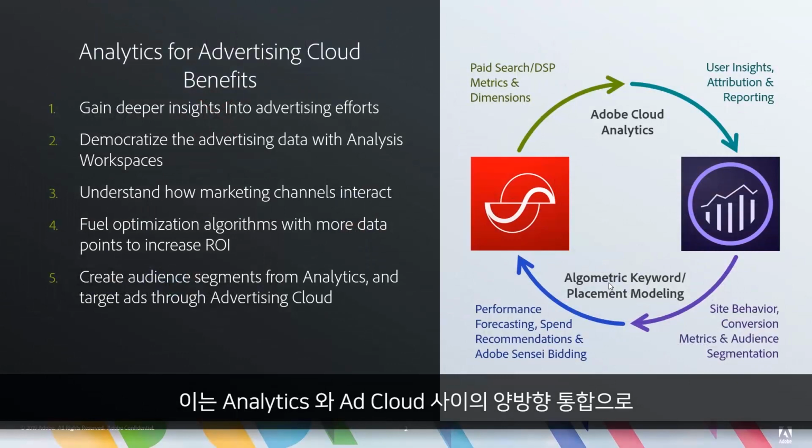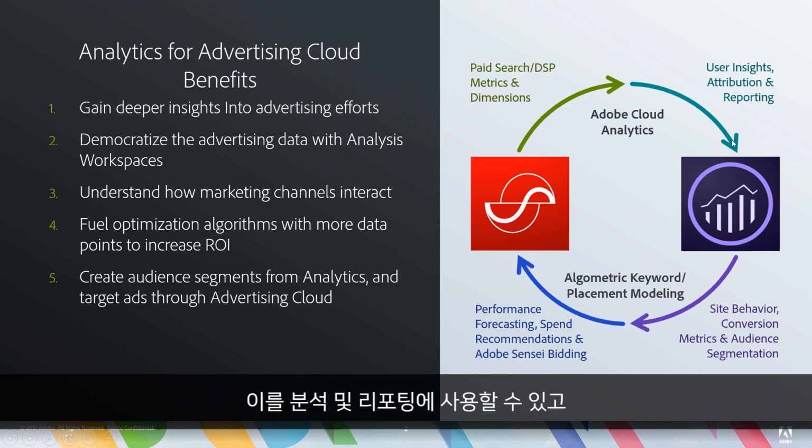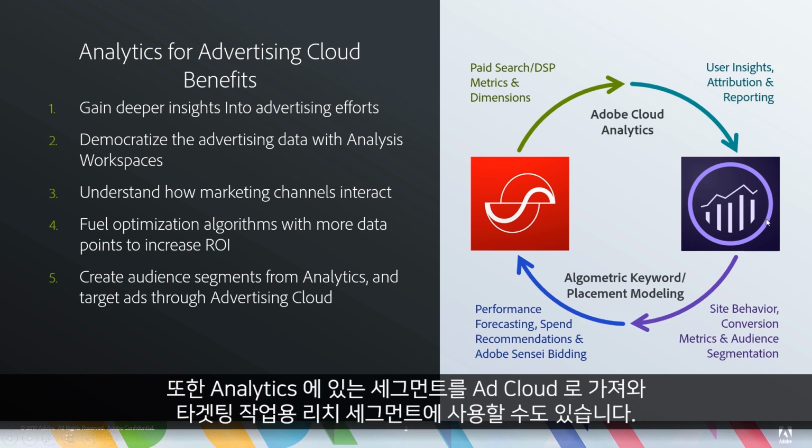So this is a native bidirectional integration between Analytics and Advertising Cloud. It starts with dimensions and metrics coming out of Advertising Cloud over to Analytics that we can use in analysis and reporting. And then Analytics also pushes metrics back over to AdCloud that can be used for our algorithms as we do automated bidding. We can also take segments out of Analytics into Advertising Cloud to use those for rich segments for our targeting efforts.